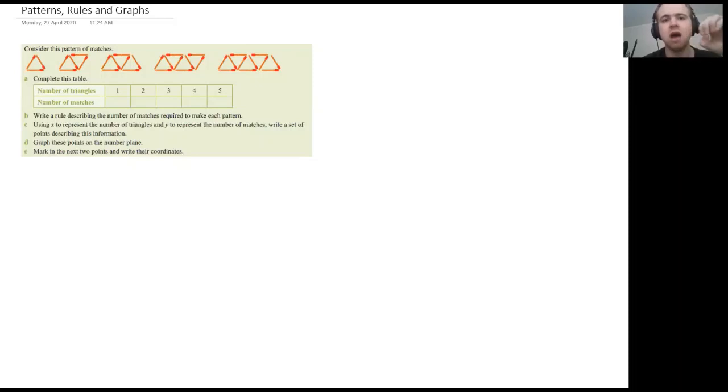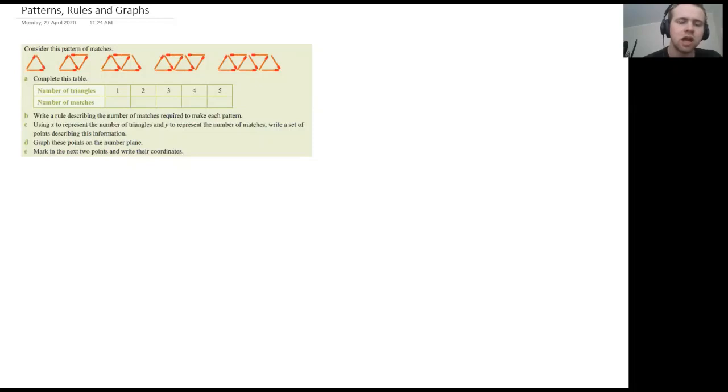Okay, and that's the really powerful thing. If we can turn a pattern into an equation, we can apply all sorts of maths to it, including drawing a graph of it. Okay, so that's what we're going to be doing in this lesson. So let's consider this first part of the question here.